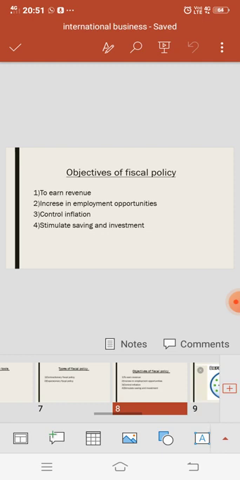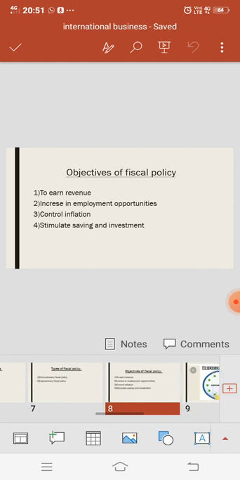Next, to stimulate savings and investment. Fiscal policy will help to stimulate savings and investment in an economy.